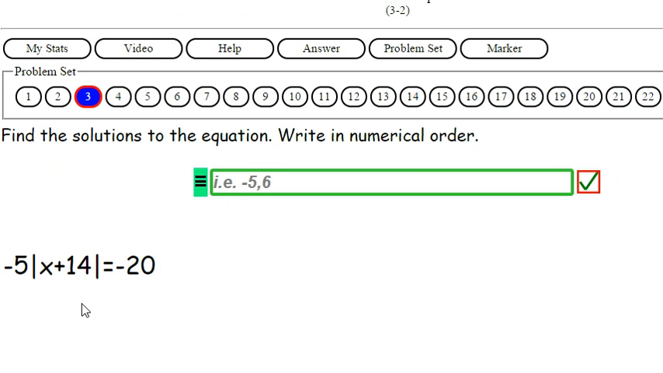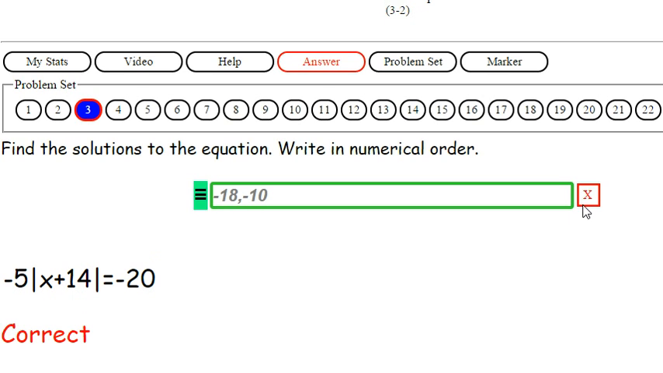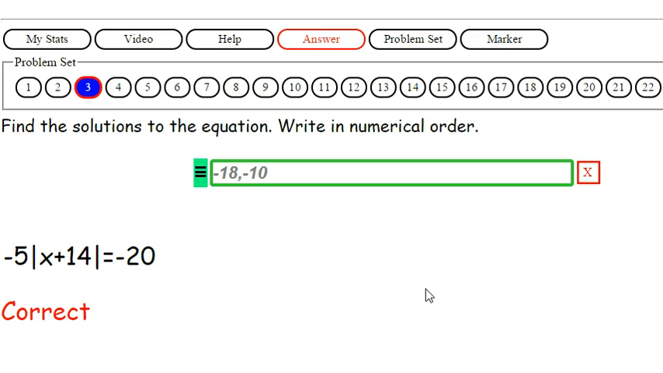Let's go back. Like I said, you can take the negative 10 and plug it in right here. Negative 10 plus 14 is going to be 4, and the absolute value of 4 is 4, and 4 times negative 5 is negative 20. Alright, so we have negative 18, negative 10. Let's make sure the checkbox is programmed correctly. Whoa, I about made a mistake. Don't want to do that. Correct. Okay, so there you go.